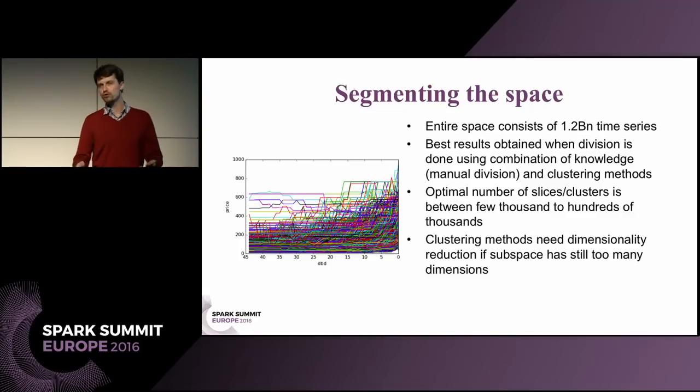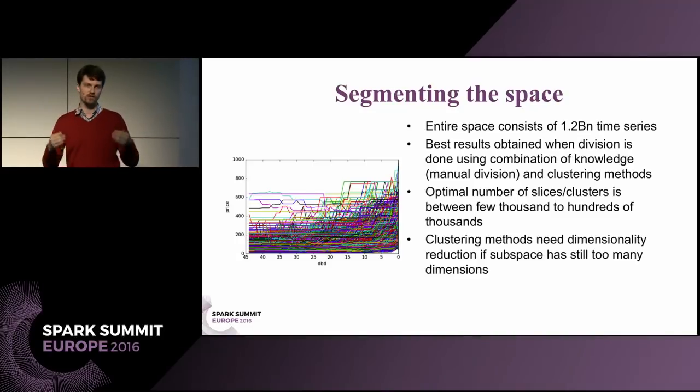So the second thing you would do is clustering. You take your manually created subgroups, and then you run a clustering algorithm on them to further split them down. So in the end, you maybe have 10,000 groups that you're going to train in parallel.